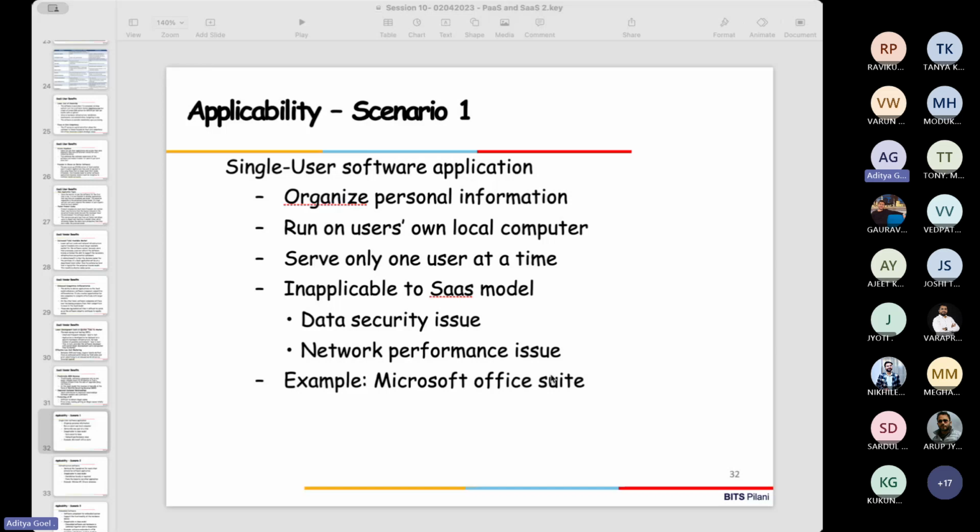So guys, this is a question to all of you first of all, okay? So please be ready. There is a single user software application, something like Microsoft Office Suite, which was there earlier, not the Office 365, which is available now over the internet. What are its attributes? Generally, it is used to organize personal information, it runs on the local machine, and it serves only one user at a time.